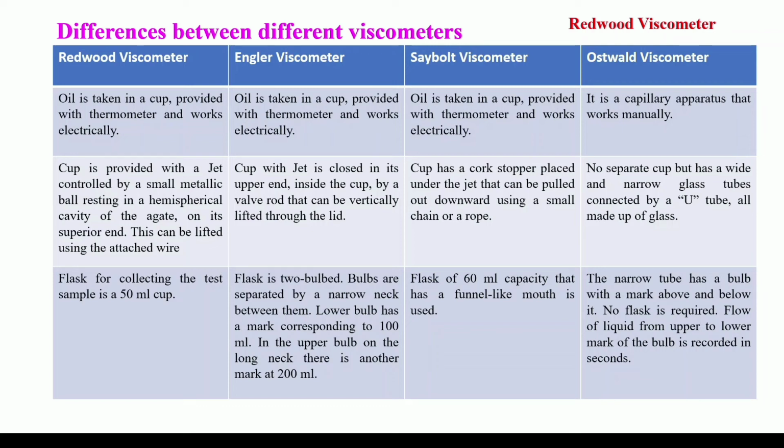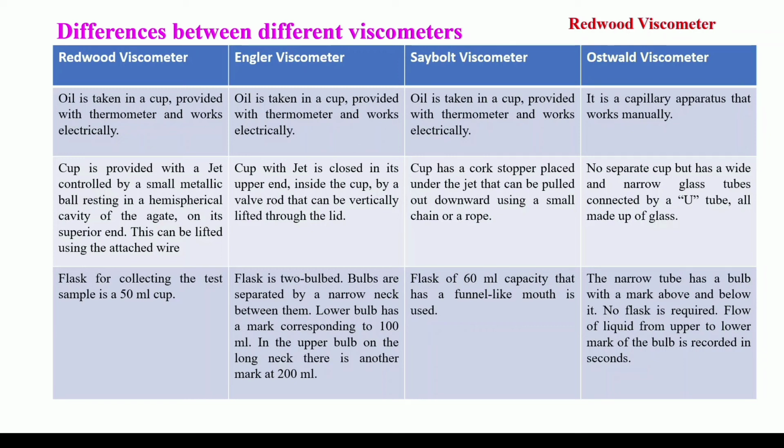In the Redwood viscometer, the jet is controlled by a small metallic ball. In the Engler, it is provided with a valve rod that can be vertically lifted, and in the Saybolt, it is provided with a cork stopper, which is provided with a chain or a rope. In the Ostwald viscometer, there is no separate cup. Here, there are two glass tubes. One is wide, the other is narrow, and the two tubes are connected with the help of a U-tube. So there is no separate brass cup.